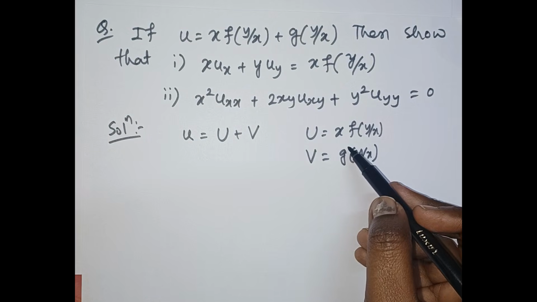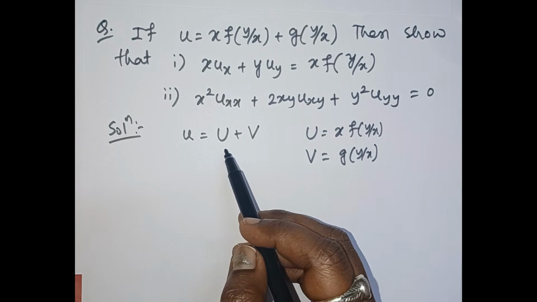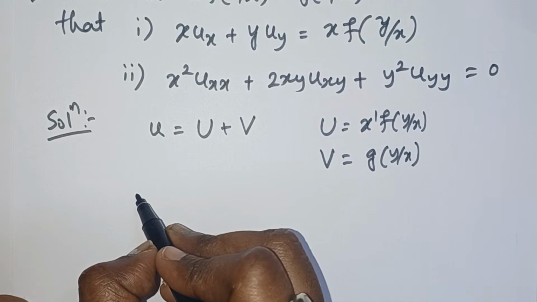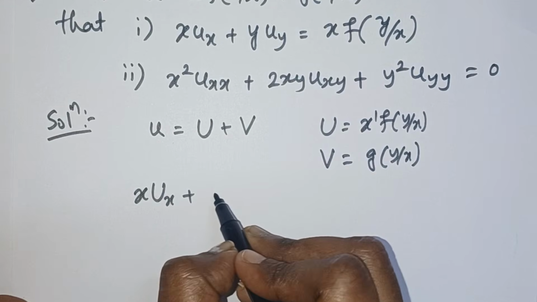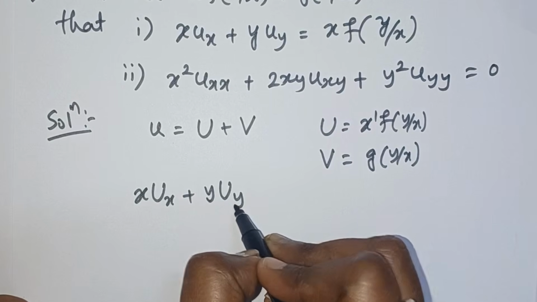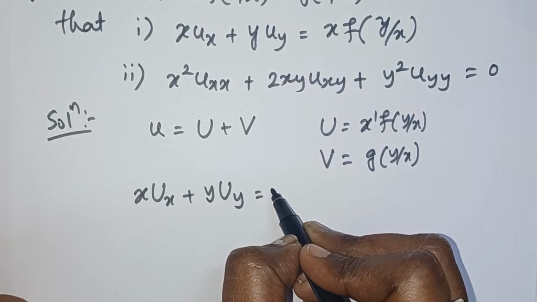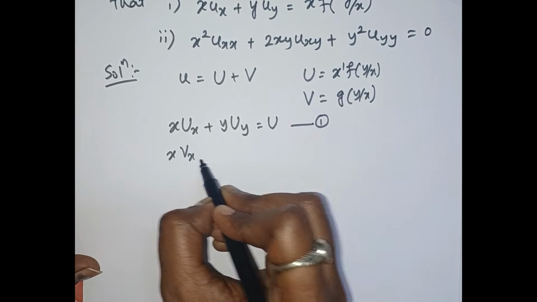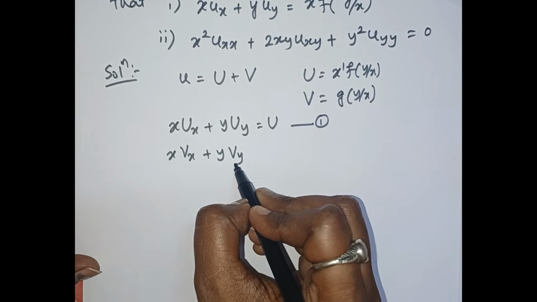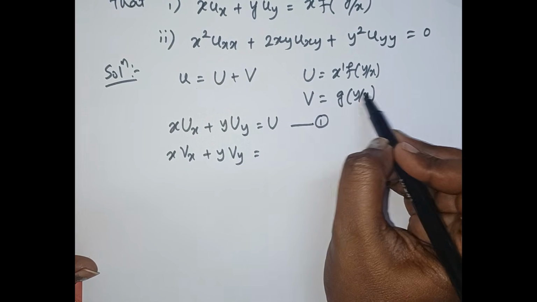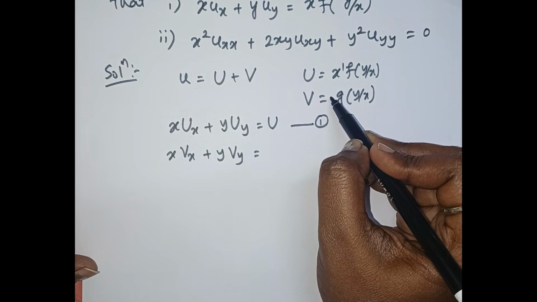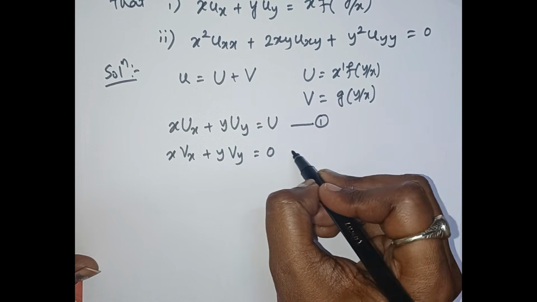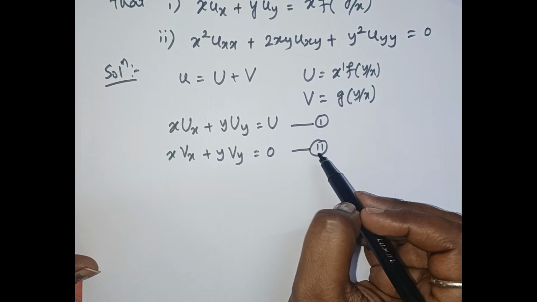Now you can see that U and V are two functions which are homogeneous of degree 1 and 0 respectively. So we will use Euler's theorem separately on U and V. So for U, Euler's theorem gives x U_x plus y U_y equal to U, because the degree in this case is 1, and x V_x plus y V_y equals, since V can be written as x to the power 0 times g of y by x, the degree of V is equal to 0. So this is equal to 0, equations number 1 and 2.